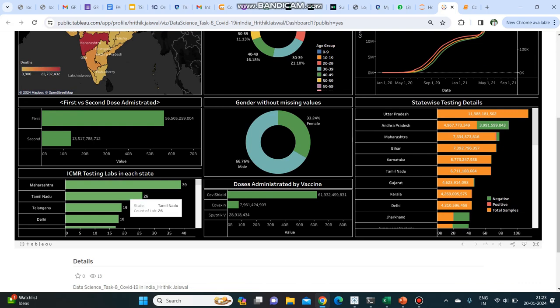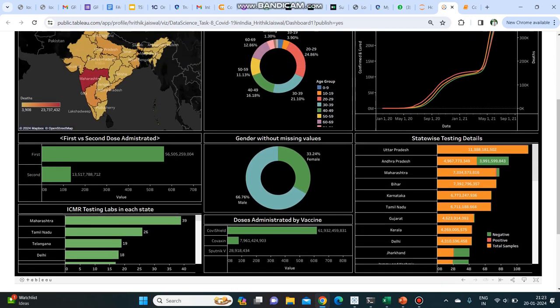This is the histogram of ICMR testing labs in each state. You can see Maharashtra has a huge number of testing labs, followed by Tamil Nadu, Telangana, and so on. Then it's doses administered by vaccine. There were three vaccines broadly: Covishield, Covaxin, and Sputnik V. Among them, Covishield was the most popular one.